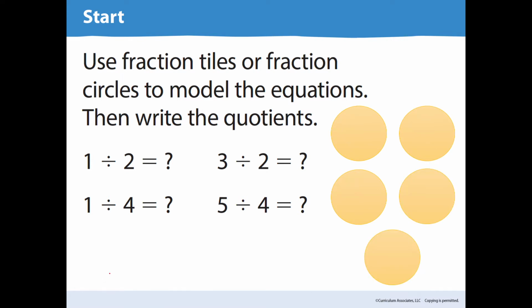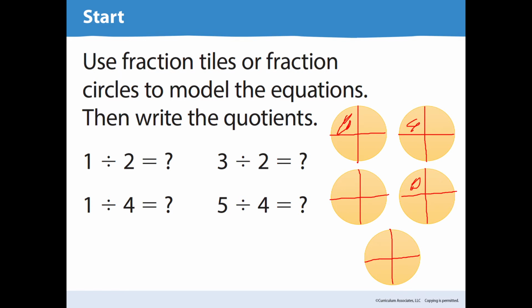Then finally we have 5 divided by 4. So if I have my 5 fraction circles and I divide them each into 4 parts, just like so. Then I'm going to shade 1 part on each of my circles. If I count how many parts I have shaded, I have 1, 2, 3, 4, 5 of the fourths shaded. So 5 divided by 4 is 5/4, which is the same as 1 and 1/4.